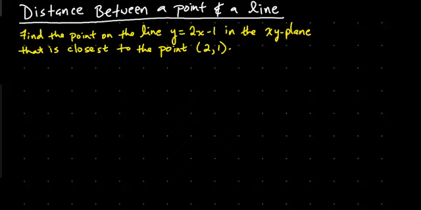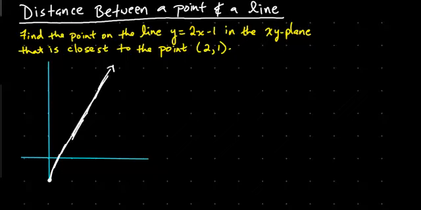So we have a line y equals 2x minus 1. First I'm going to graph that line. So 2x minus 1, we pass through there at -1, and we have a slope of 2. Rise over run, so rise 2, run 1. And so here's going to be a sketch of the line y equals 2x minus 1. And we have the point (2, 1): over 2, up 1.